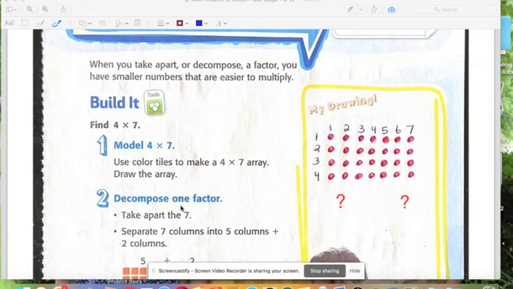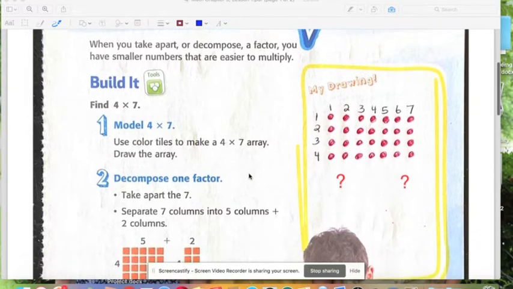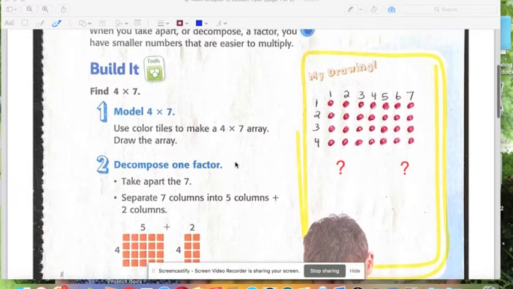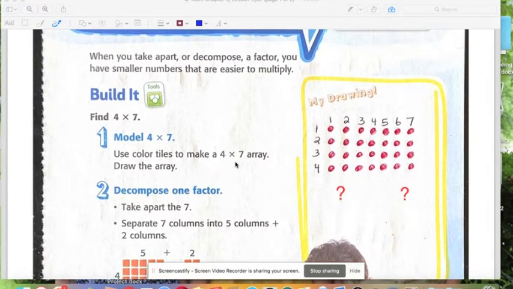We're going to decompose one factor. You could choose whichever factor you want, the 4 or the 7. It's your choice. I always choose the bigger factor. So in this case, we choose the 7. And that's what they did. They chose the 7, and they want you to make a dividing line.